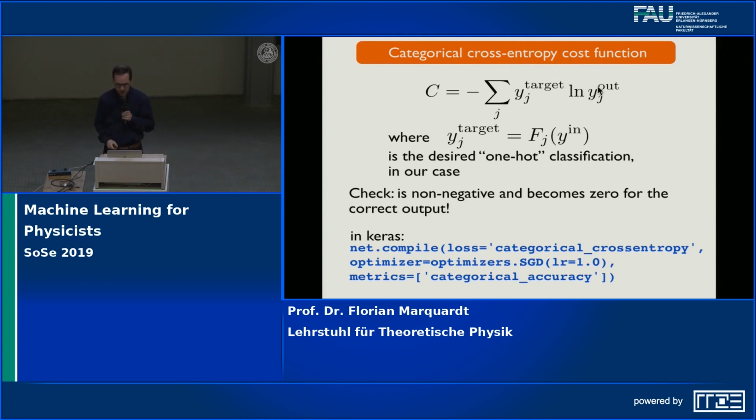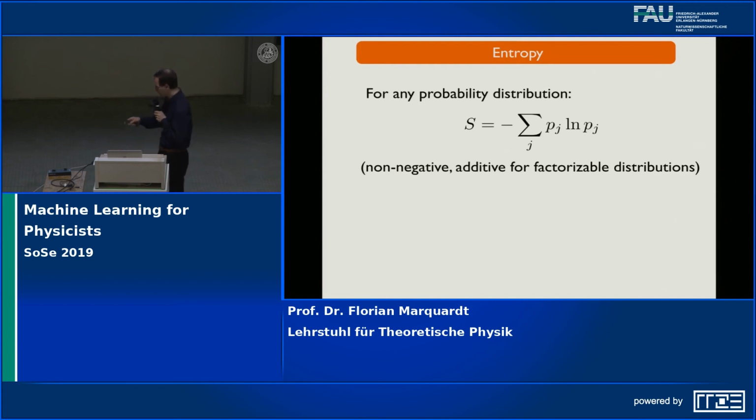And so there's a little mathematical exercise that you should do as your homework to check that this becomes 0 exactly for the correct output. Does it? Yeah, in our case it becomes 0 exactly for the correct output, because the correct output is this one-hot encoded probability distribution, which is 0 everywhere and 1 at one spot. And for such a probability distribution, the entropy is 0. You can check this here.